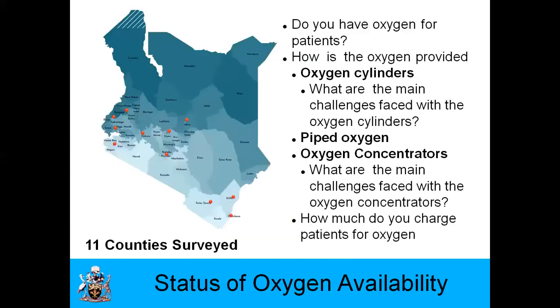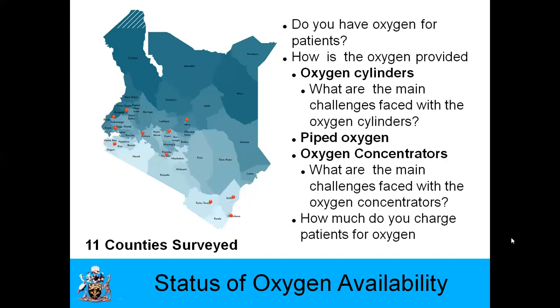So before we embarked on our project, we wanted to find out what is the current status of oxygen availability in Kenya. So in November last year, 2020, we carried out a survey within 11 counties, and we surveyed over 210 hospitals across the 11 counties. And we just asked them those basic questions that you see on the screen.